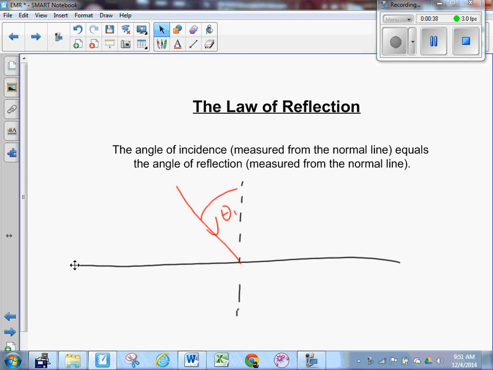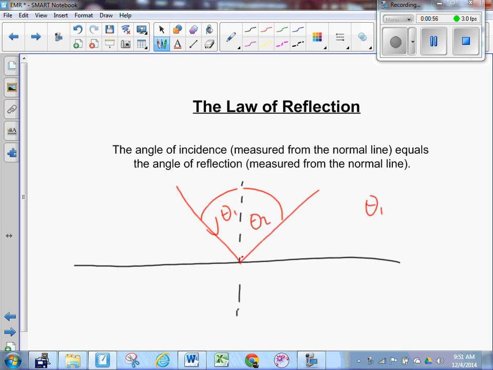Well, if the light reflects, then we know that the angle of incidence will be equal to the angle of reflection. If you hit a pool ball off the bumper of the pool table at this angle, theta 1, then it's going to bounce off the bumper of that pool table at theta 2. The angle of incidence will equal the angle of reflection. Theta 1 will equal theta 2. That's the law of reflection.